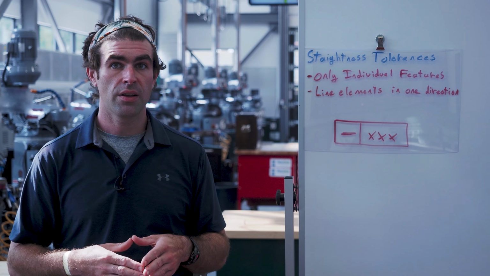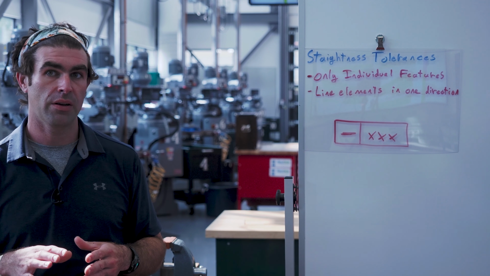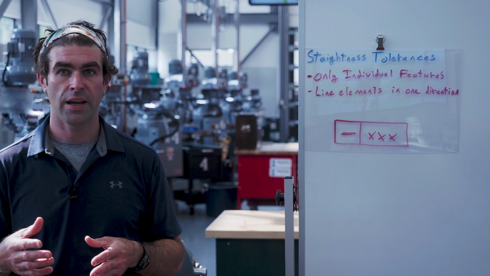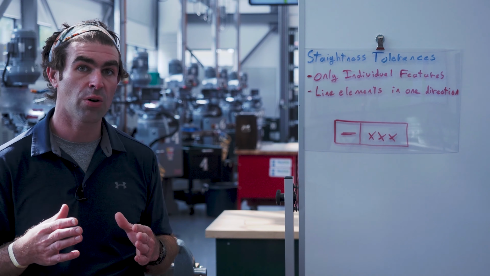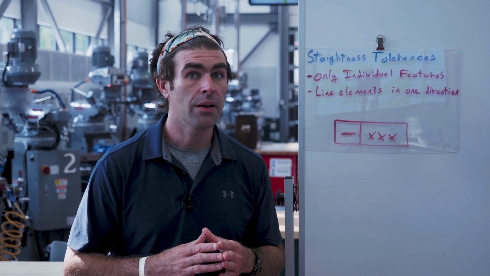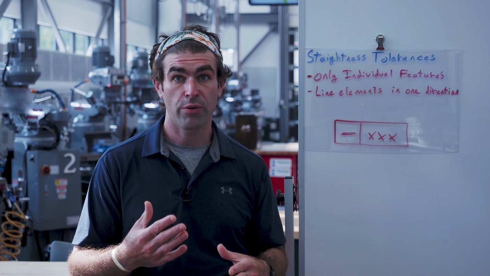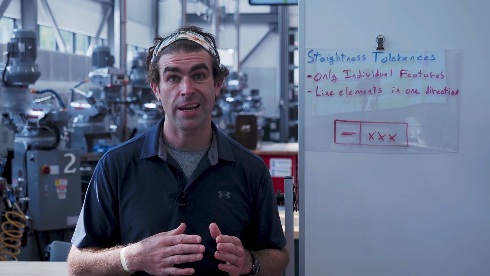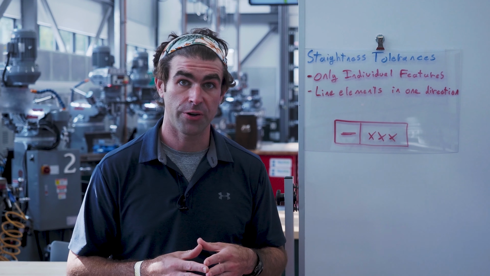So straightness specifies a tolerance zone within which the considered element of a surface or derived median line shall lie. A straightness tolerance is implied in the view where the elements to be controlled are represented by a straight line. So there's 3 ways to apply the straightness tolerance, all of which I'll talk about. There's line elements on a flat surface, line elements on a cylinder, and derived median line of a cylinder.